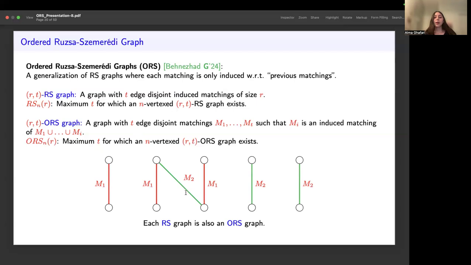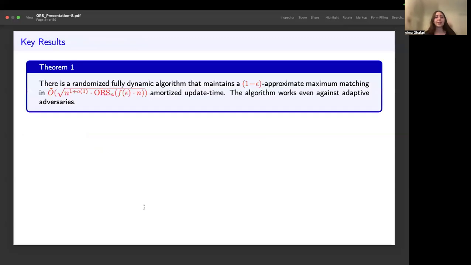This is an example of an ORS graph. M1 is not induced in M2, but M2 is induced in M1. This means that actually each RS graph is also an ORS graph, but the other way around is not actually true. So let's take a look at our key result here. That is, there is a randomized fully dynamic algorithm that maintains a 1 minus epsilon approximate maximum matching, and the running time is almost square root of n times the density of ORS.